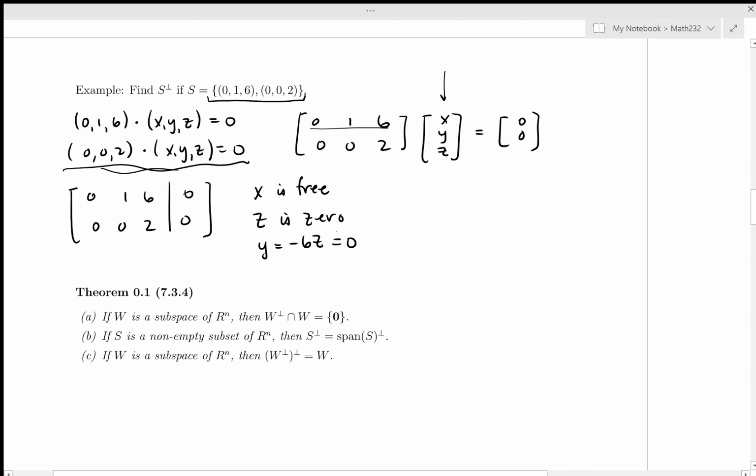So I then can write out the vectors that are in this set. They look like this: (1, 0, 0). Okay, so the vectors in the orthogonal complement form a line through the origin parallel to this vector right here.